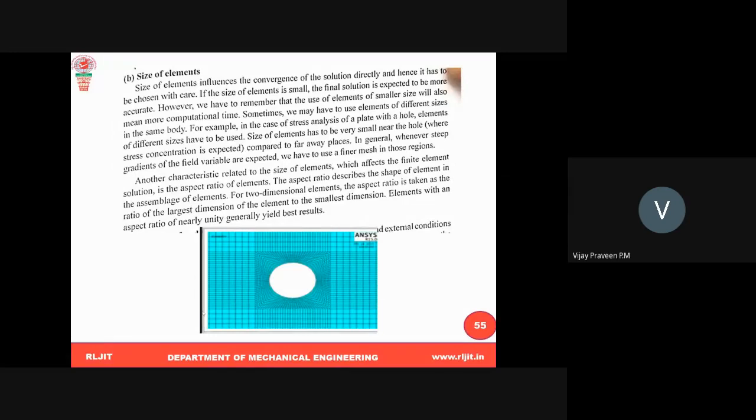So the user has to do the discretization process. This has to be considered: where should I use a finer mesh? Where should I use a coarse mesh? Coarse mesh means a larger element size. Finer mesh means a smaller element size. Keep this in mind. So this is the thing that affects the result.